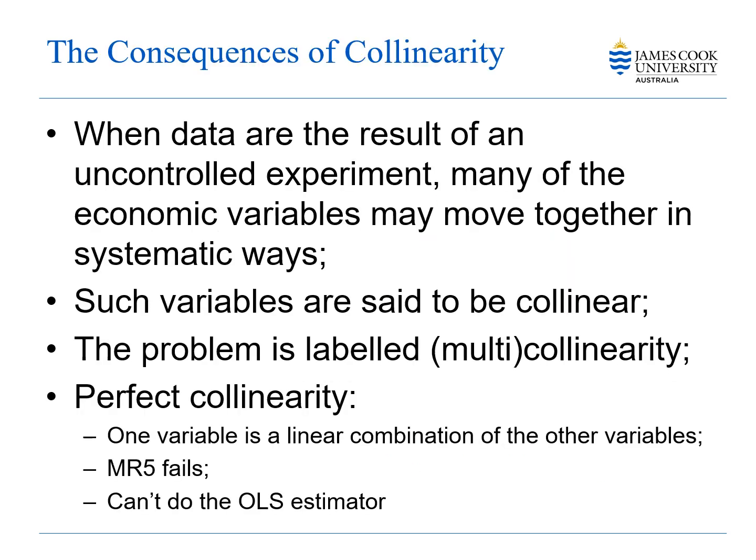All right, last point we want to look at is collinearity, multicollinearity. When data are the results of an uncontrolled experiment, many of these economic variables might move together in a systematic way. Then we say that these variables are collinear, and the associated problem is called multicollinearity or collinearity. So there are two cases here.